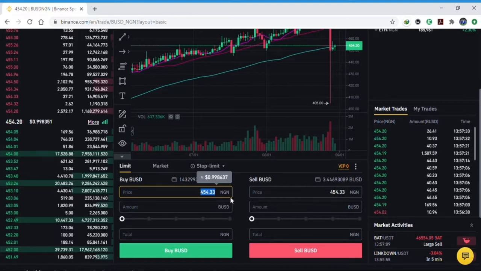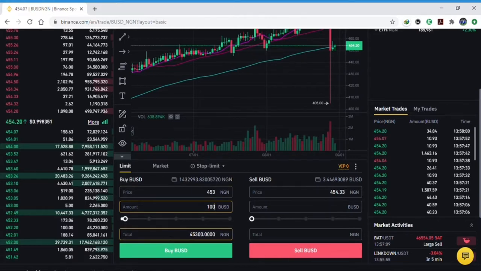So this is the price I want to buy it at, 453. And what amount of BUSD do I want to buy? Let's say I want to buy 100. So 100 BUSD will cost me 45,300 naira. I mean, I have more than that in my account. So yes, I can buy 100 BUSD easily, and I just click, I hit buy BUSD.